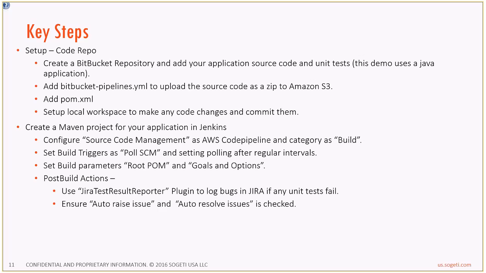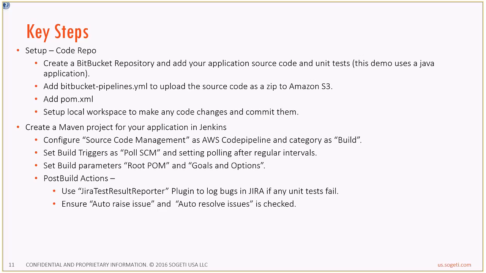For this demo, I have enlisted some of the key steps that we need to keep in mind to develop this AWS Jenkins DevOps pipeline. So let us visit all the key steps. As you see, the first step over here is basically to set up a core repository. For this demo, we are using Bitbucket as our repository, and we will add our application source code and our unit tests to this Bitbucket repository. For this demo, we are using a Java-based application.